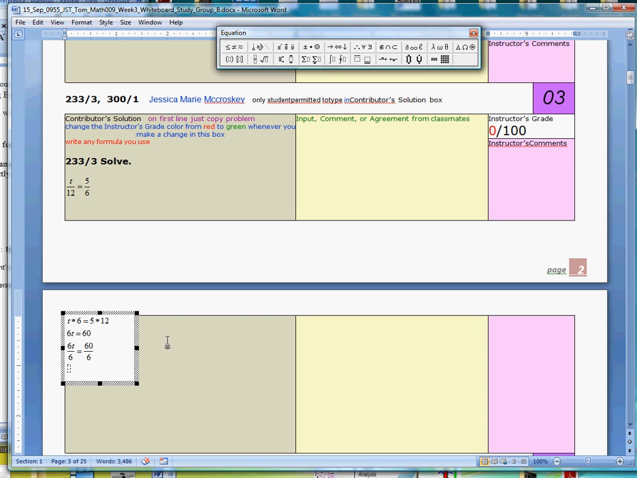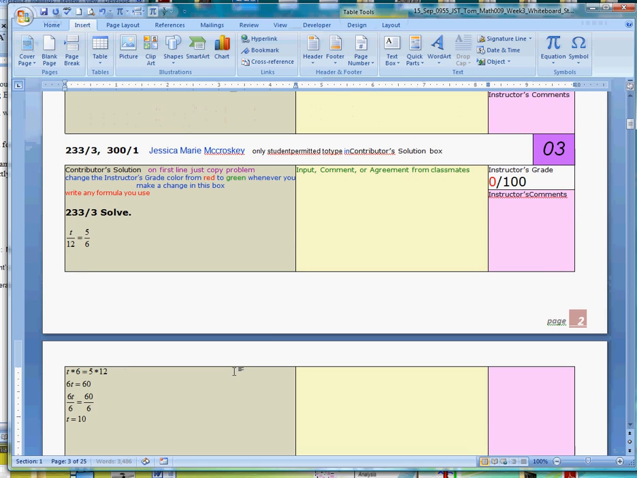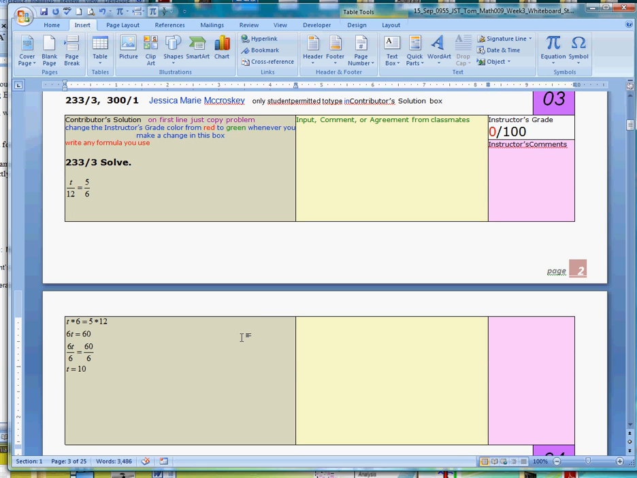And finally, I give my answer, t equals 10. There are no units in the problem, or I would put units at this point also. Now, at this point, I have finished with my contribution to this contributor's box. So later, I'm going to take the work that I've done here and transfer it to the current copy of the whiteboard that is currently on WebTyco.